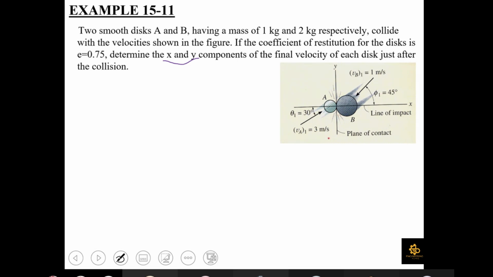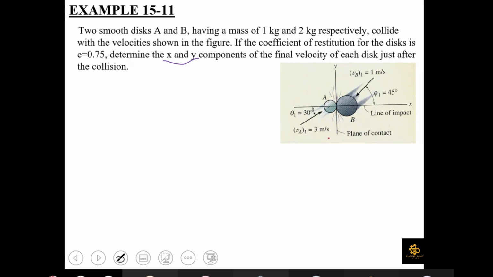Okay, so first of all, is this a central impact or an oblique impact? Oblique. Since both the particles were traveling at some angle with respect to the line of impact before collision, this is a case of oblique impact.